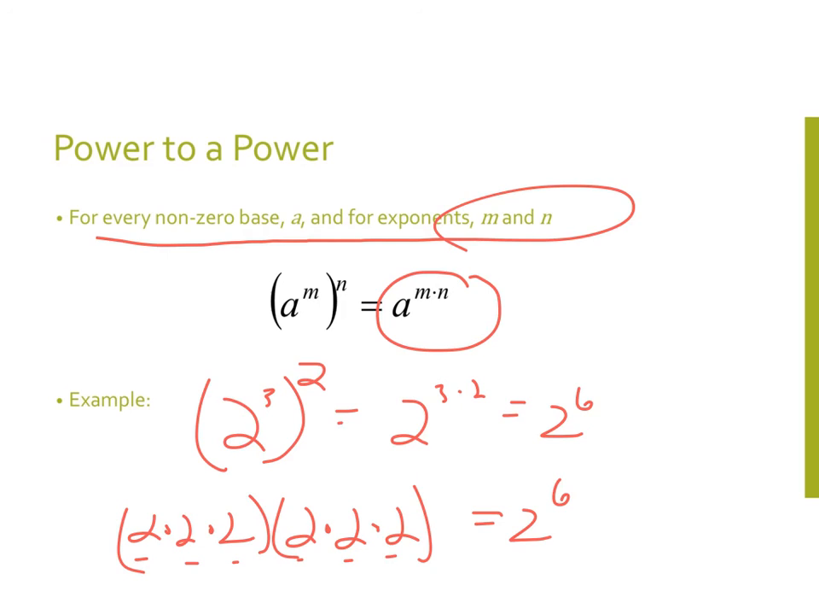Let me give you another example. If I have 4 to the 10th to the third, that's 4 to the 30th power. Kind of nice that way because then I don't have to write all those 4 to the 10th, like 4, 4, 4, 4, 4, out a whole bunch of times.